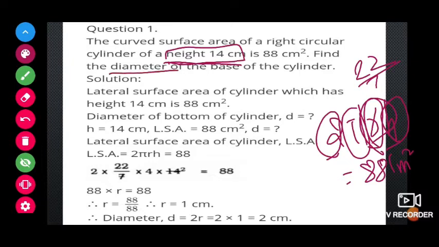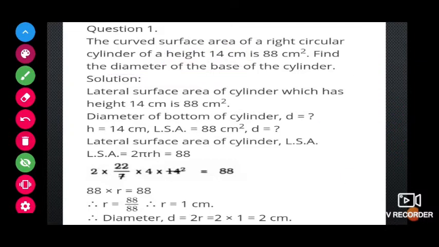So to find the radius, I will apply the formula. Here they have given the height as 14 centimeter and the curved surface area as 88 centimeter square. So we can take 2 pi r h is equal to 88. Here 2 is the same, pi is nothing but 22 by 7, into r, the radius. We don't know it, so just keep it as r, and the height is 14.